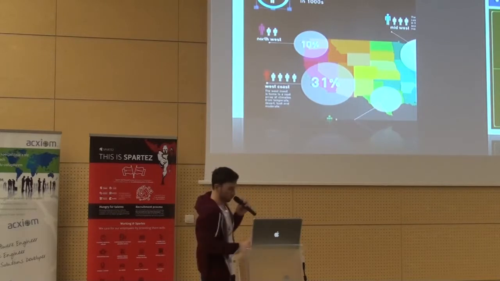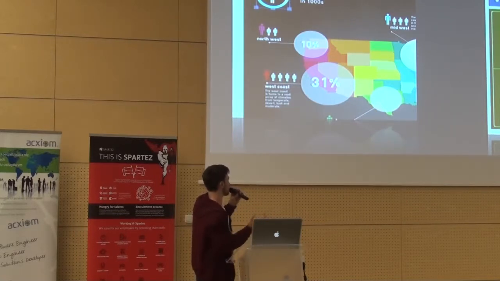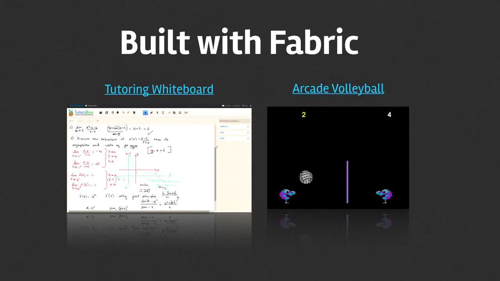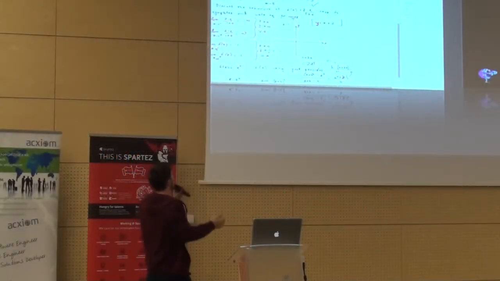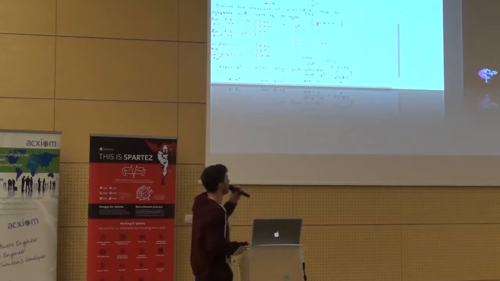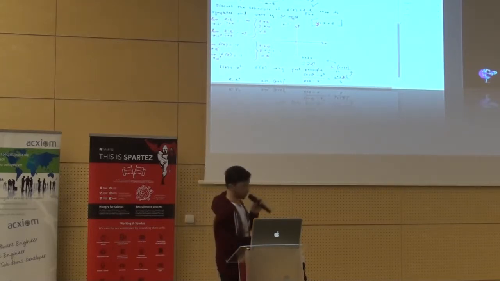Someone built that to create these diagrams showing which players should attack other players, right? And draw those lines and things like that. Someone created a tutoring whiteboard where you can draw something on canvas and you can cooperate together, I think, even type some text, and even some games like arcade volleyball. I think we don't have many games, but this is one of the few that I saw.